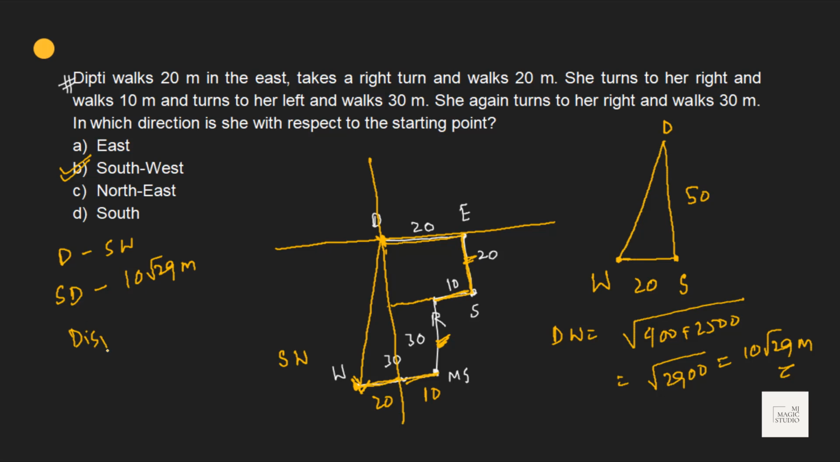And if total displacement is asked, then you just need to add up how much she moves. She moves 20 first, then again 20, 40, then 10 is 50, then 30 is 80, and then again 30 is 110. So total distance is 110 meters. Shortest distance is 10 root 29, and the final position is southwest from the initial position. So these are the three basic questions which can develop around this particular piece of information.